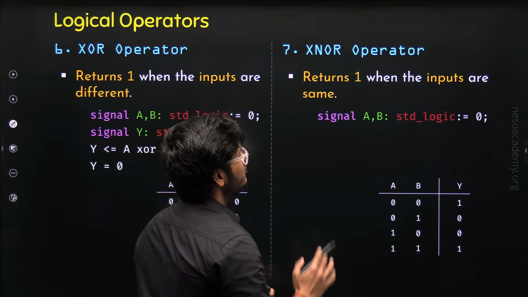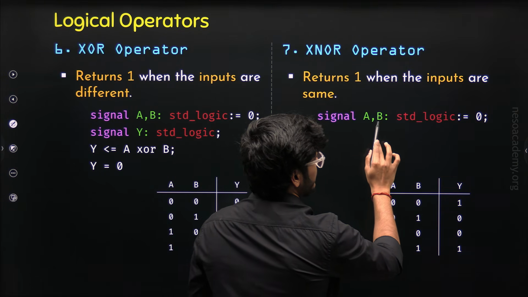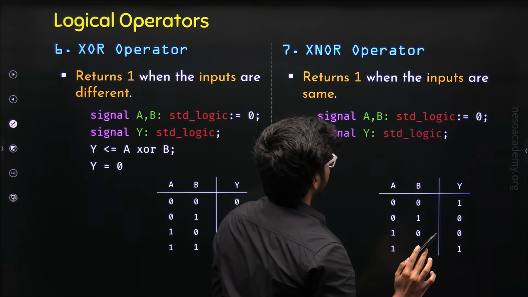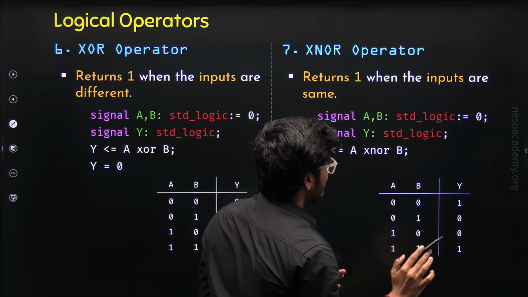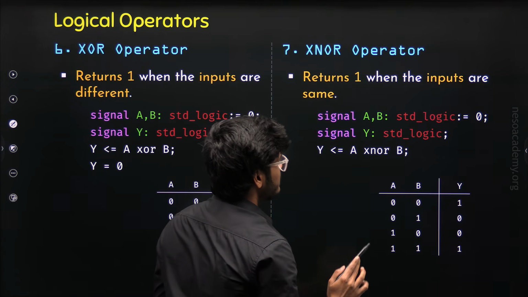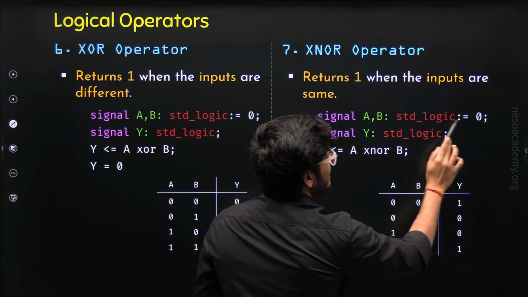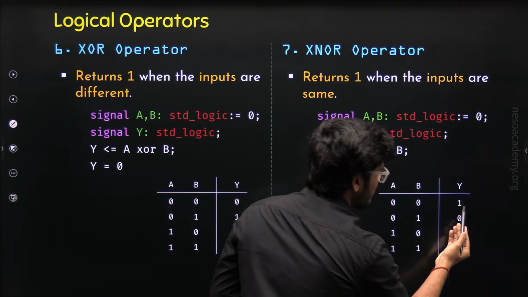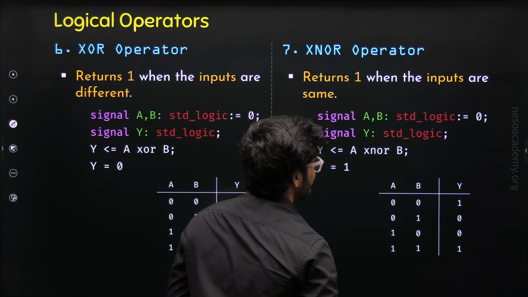Now let's see how to use XNOR operator. For that, I am creating two signals A and B with standard logic data type 0 and signal Y with standard logic data type which will store the output for A XNOR B operation and storing the result inside this signal Y. Here, both inputs are 0 and when inputs are 0, the output will be 1. So this signal Y will have the value 1.